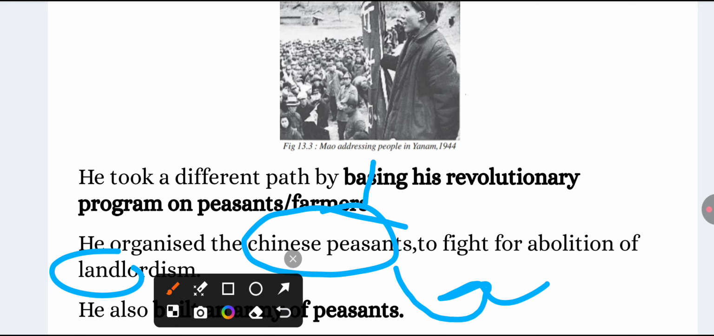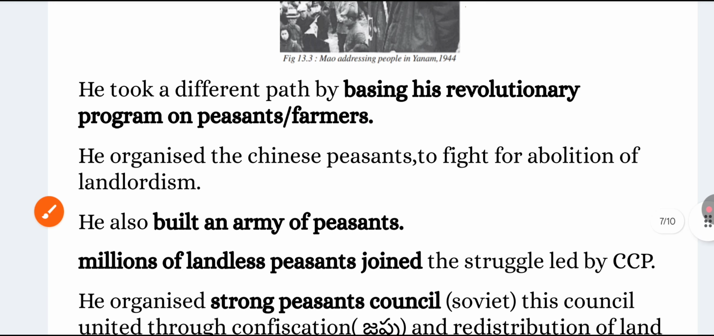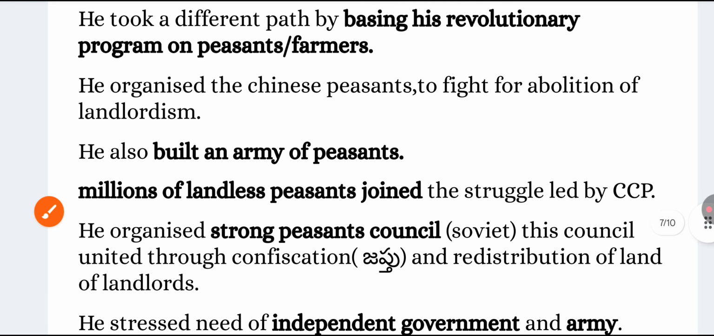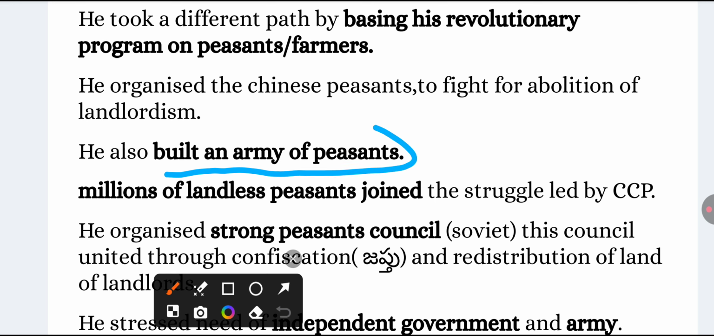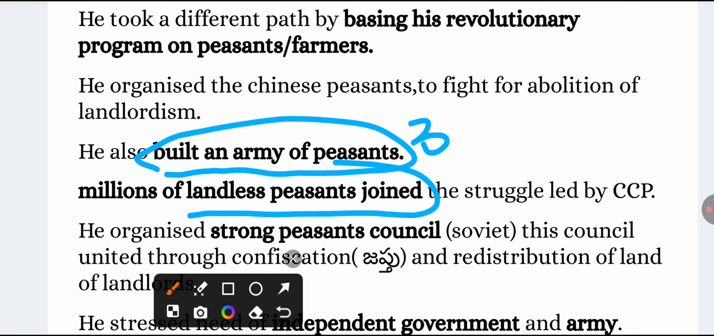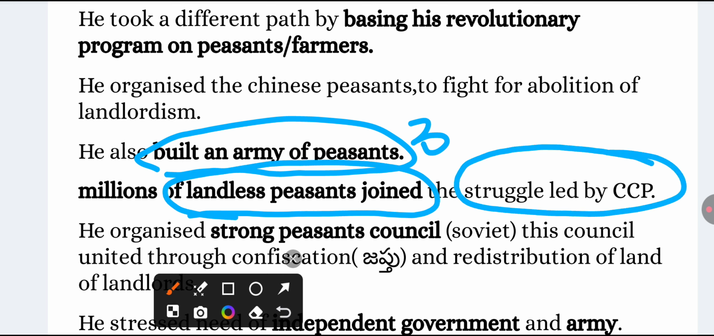Chinese peasants were fighting against which people? Landlords. And also Mao Zedong built an army of peasants. So Mao Zedong built an army of which people? Peasants. And millions of landless peasants joined the CCP, the Chinese Communist Party.